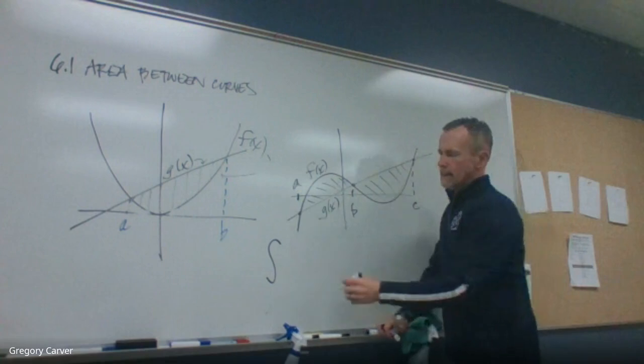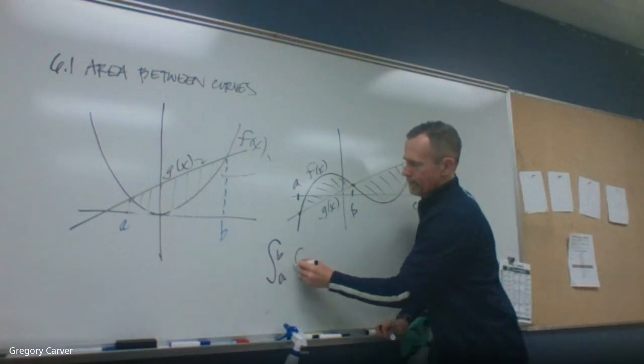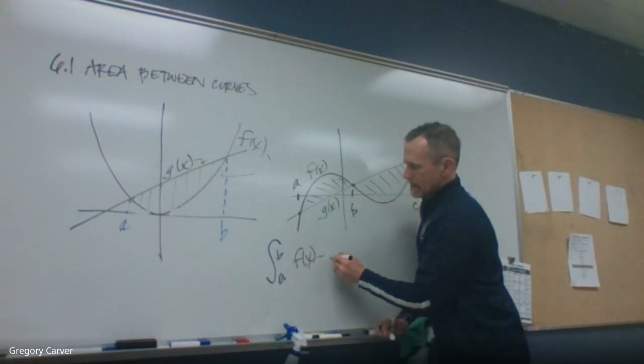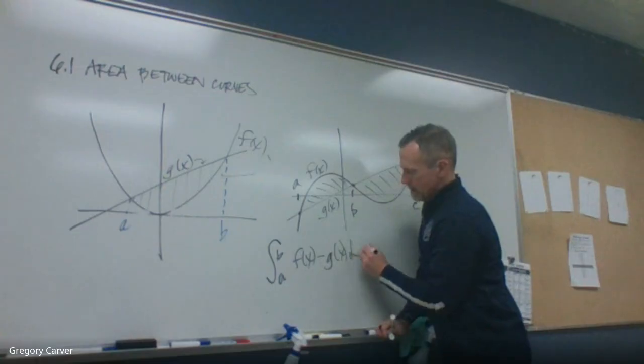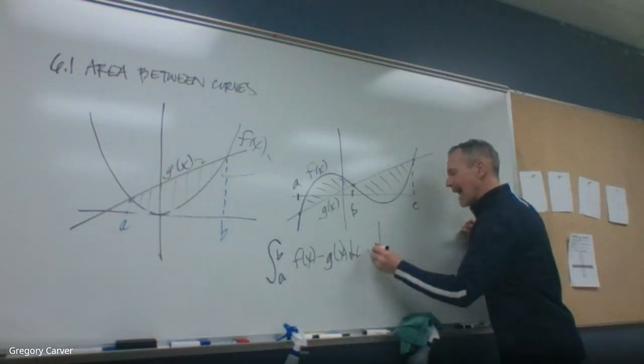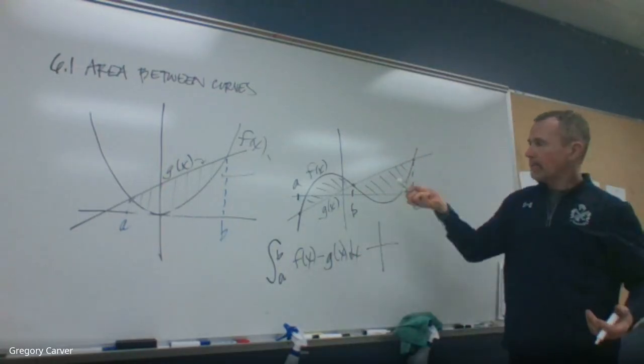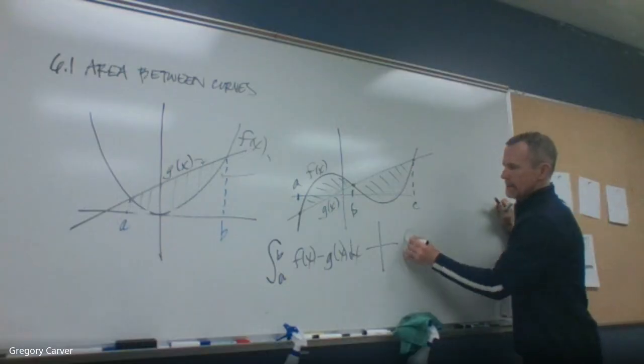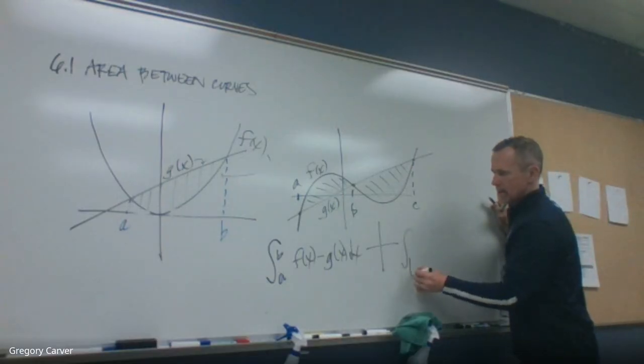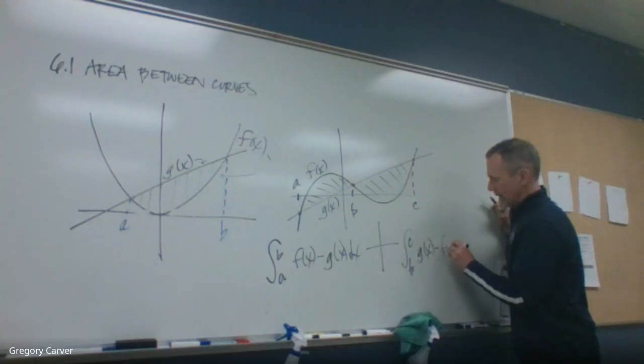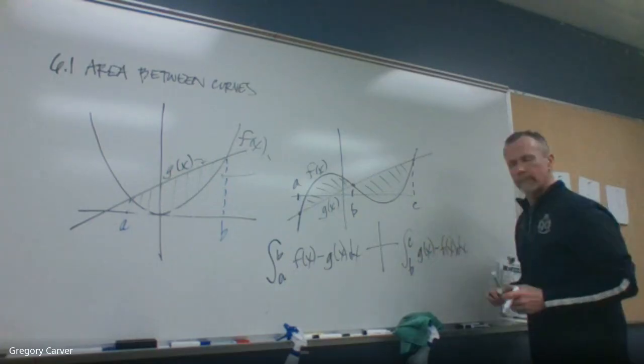Go for it. So A to B. Yep. F of x minus g of x. Beautiful. And then I'm going to take that and add it because I want that area plus this area. Keep going. Okay, so to derive B to C. Yep. And you have g of x minus f of x. You got it.